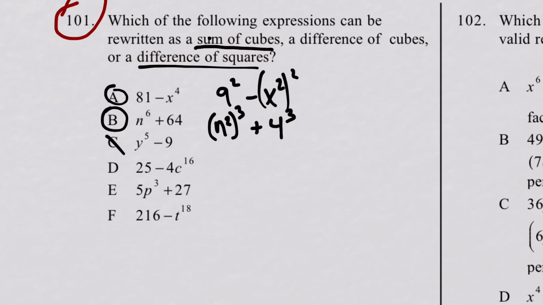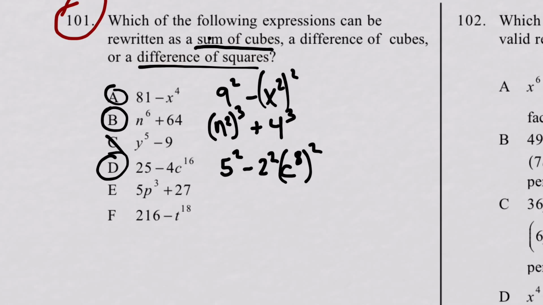C, we already said no, and there's no way for me to write that y to the fifth. Moving on. D, 25 minus 4c to the 16th. 25 is 5 squared. That helps. 4 is 2 squared. That helps. And c to the 16th is c to the 8th squared. Therefore, everything is perfect squares. There's a negative sign right there, which is what we should have. So D falls under the difference of squares category.